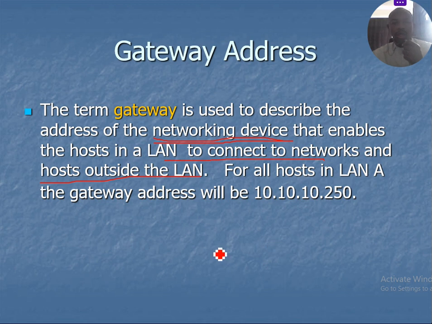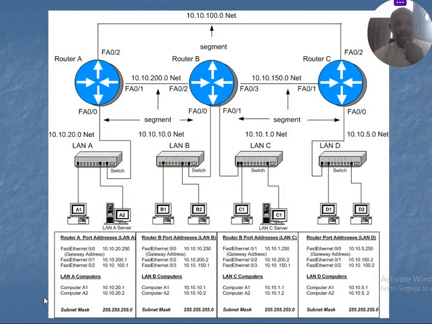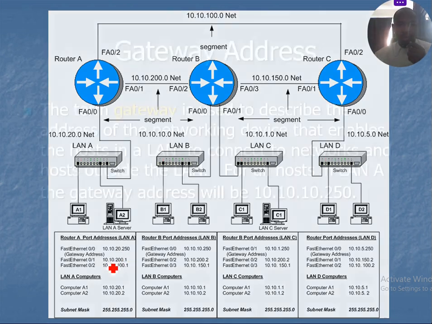For all hosts in LAN A, the gateway address is 10.10.10.250. That's the host address for all hosts in LAN A. This is 10.10.10, then .250. This is the gateway address. Is that okay?